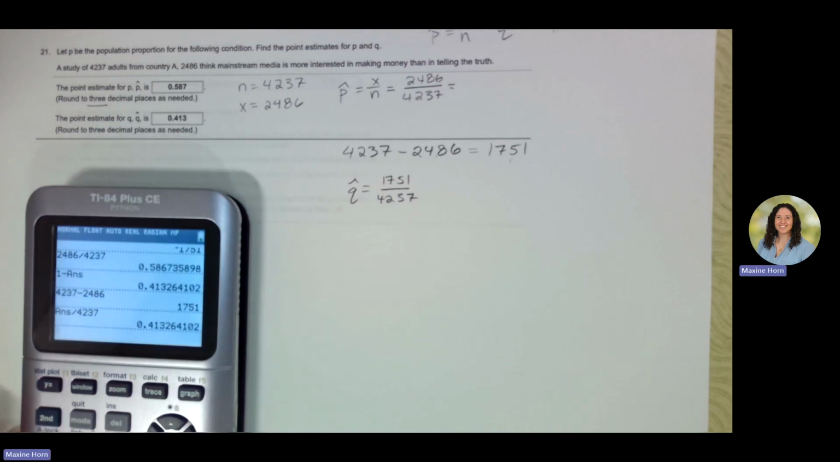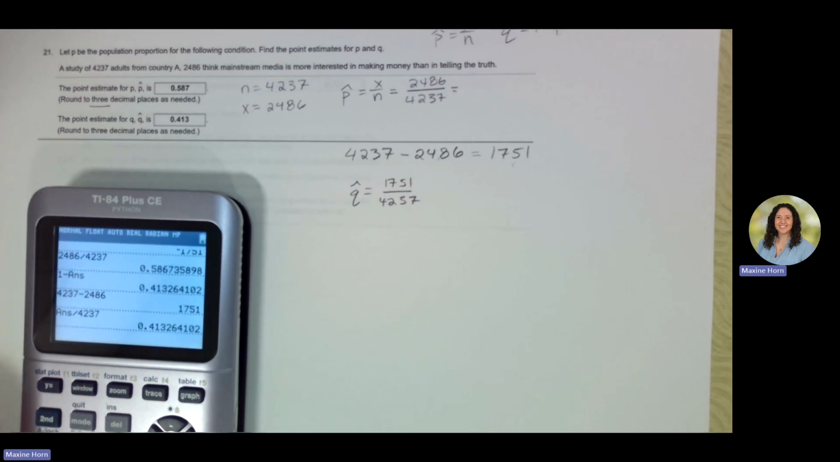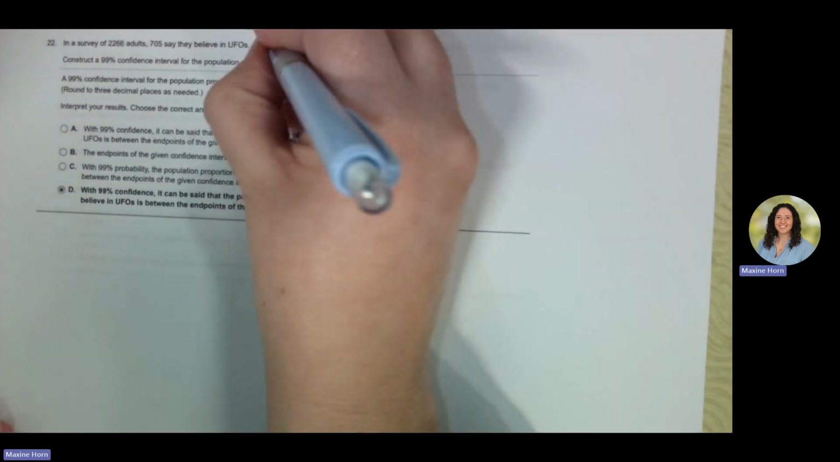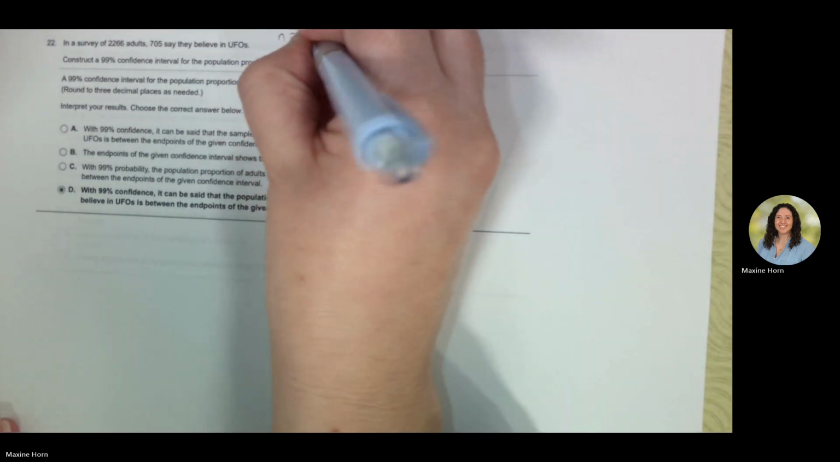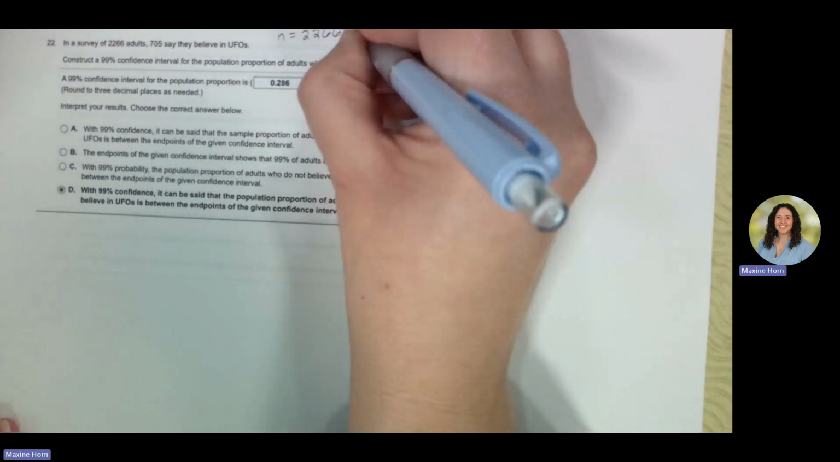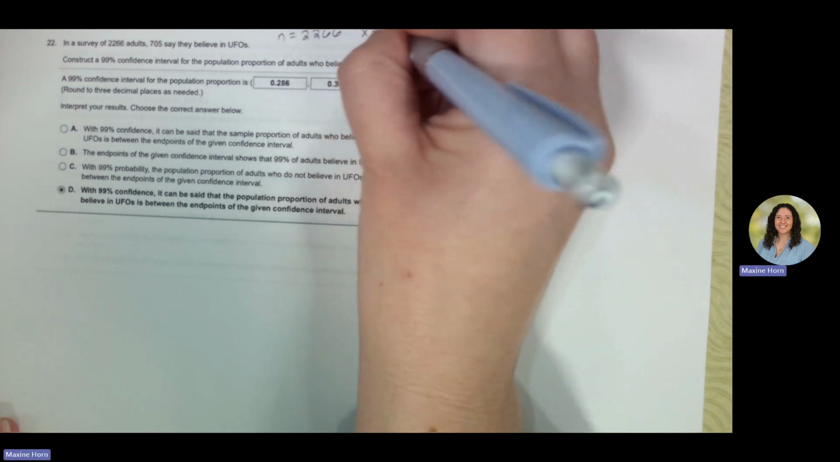So just keep that in mind. Lots of different ways to kind of look through things. Okay. In a survey of this many adults, this many say they believe in UFOs.